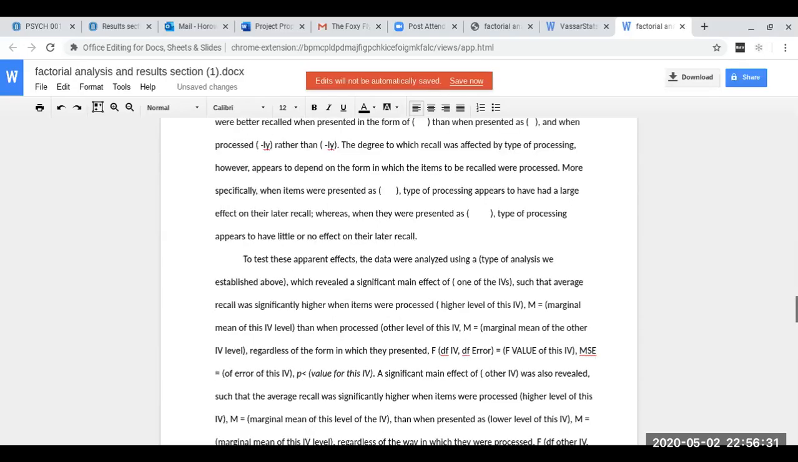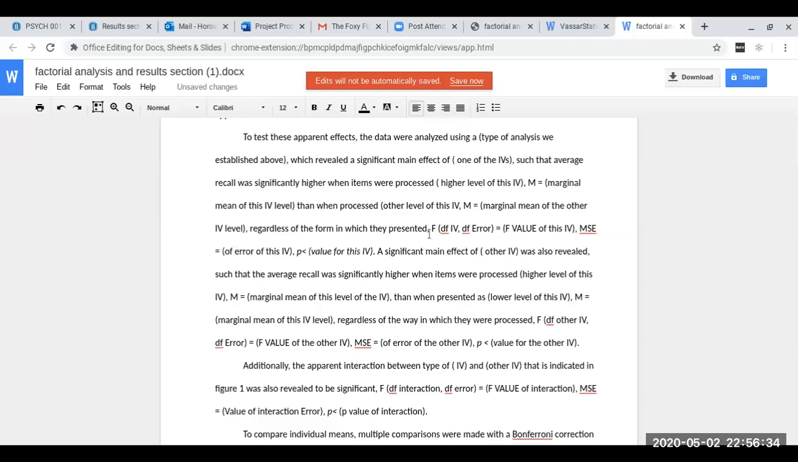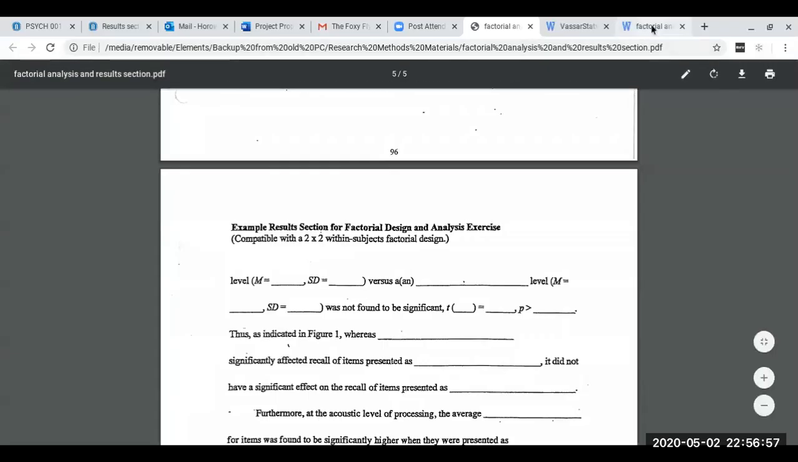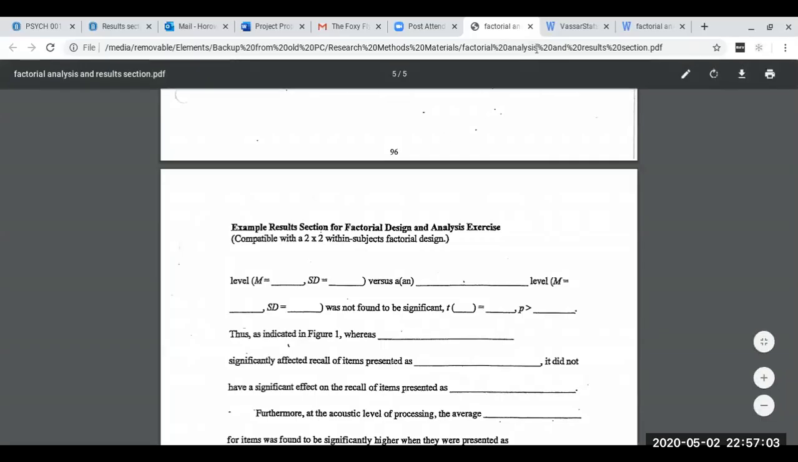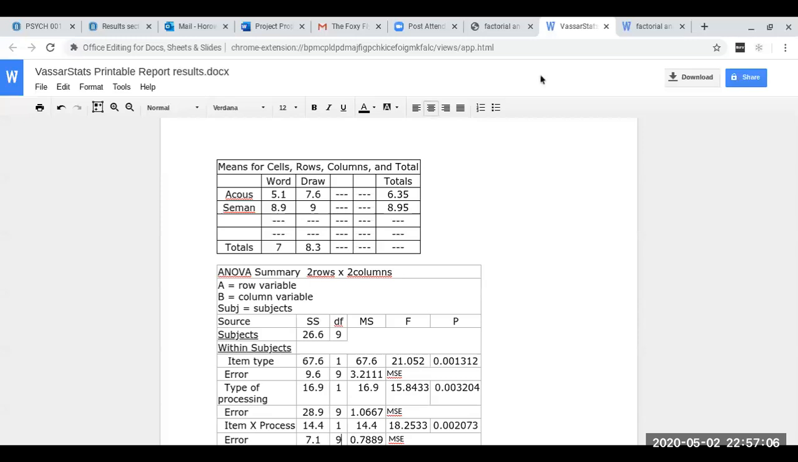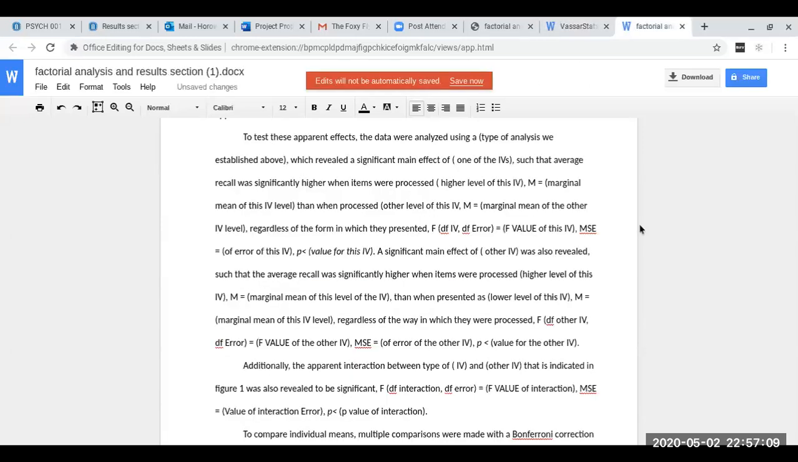So if I were to go down like I promised you, you can see here is an F, degrees of freedom of the IV, degrees of freedom of the error, 1 in 9, equals whatever the F value is of this IV. Here's the mean square error of this IV, and the p-value. P is less than, again, we would put 0.05 or 0.01. Significant main effect, so it looks just like this PDF, only in a way that you can actually fill it out. Right? So I will provide all three of these files for you, the original PDF, the stats that you can use to fill in, and then the sheet that you fill in everything, and this is the one that you'll turn in when it's done.